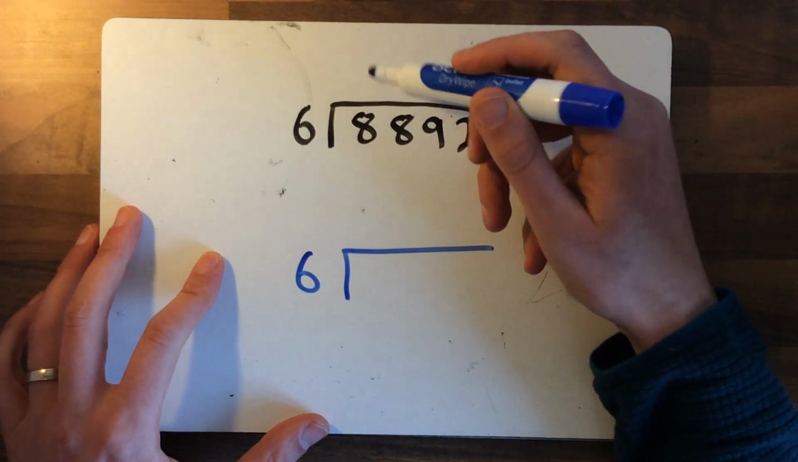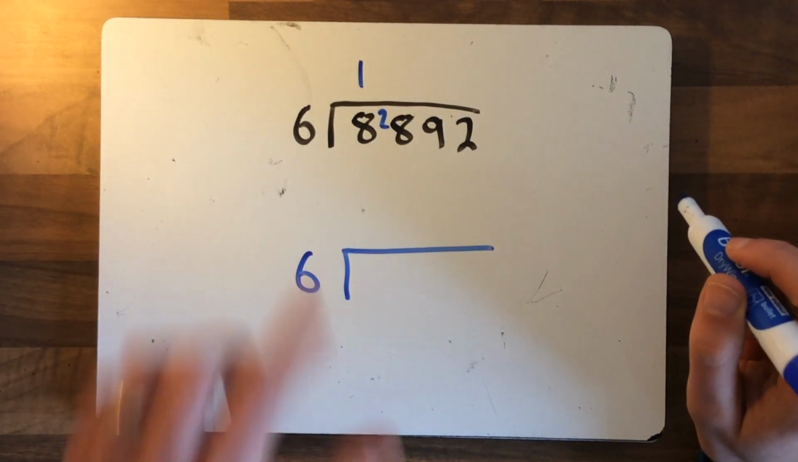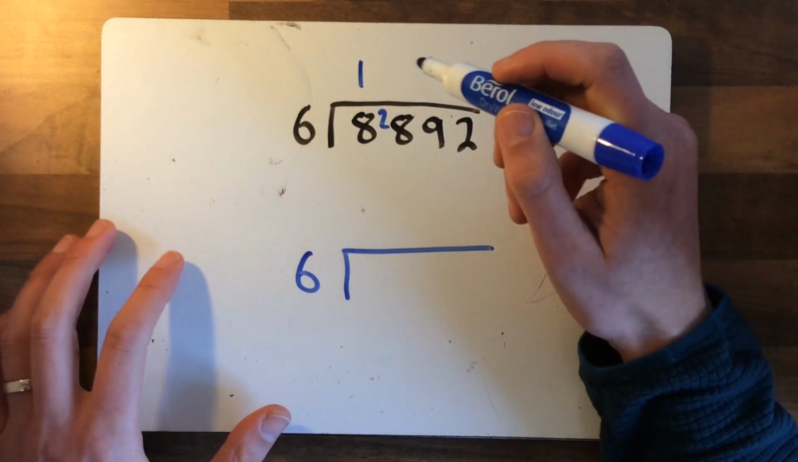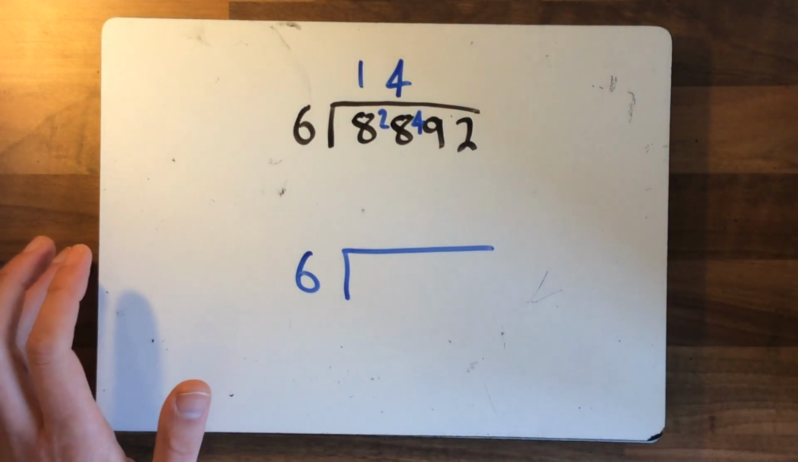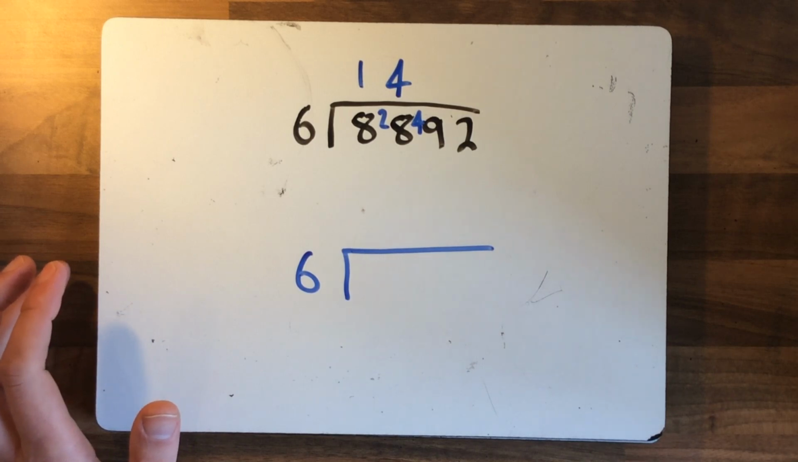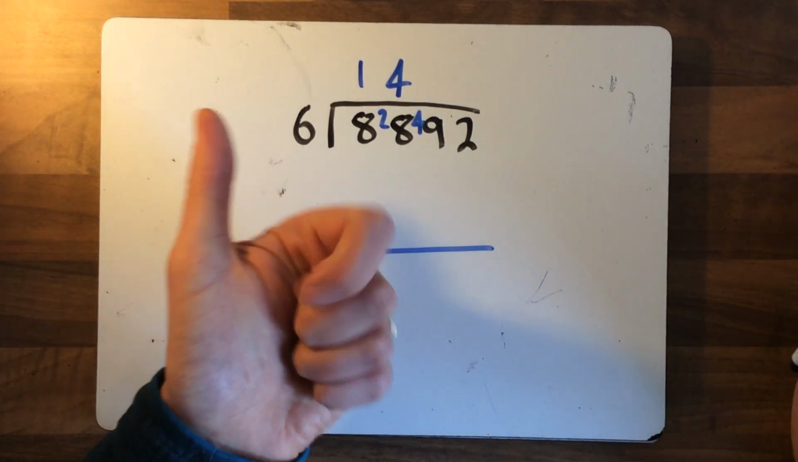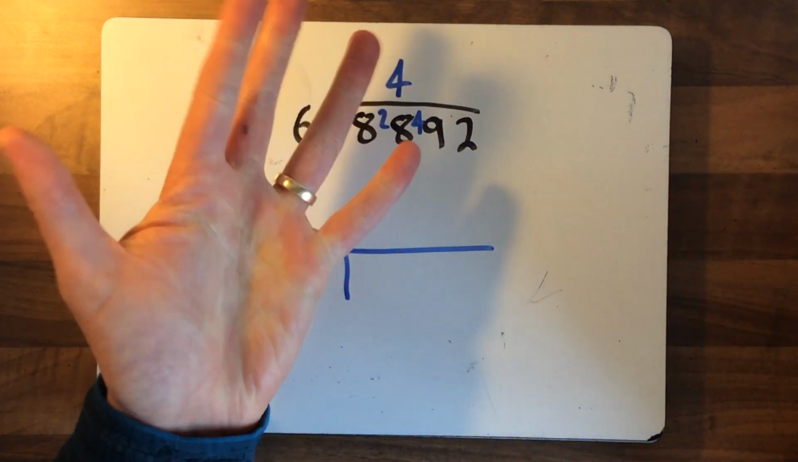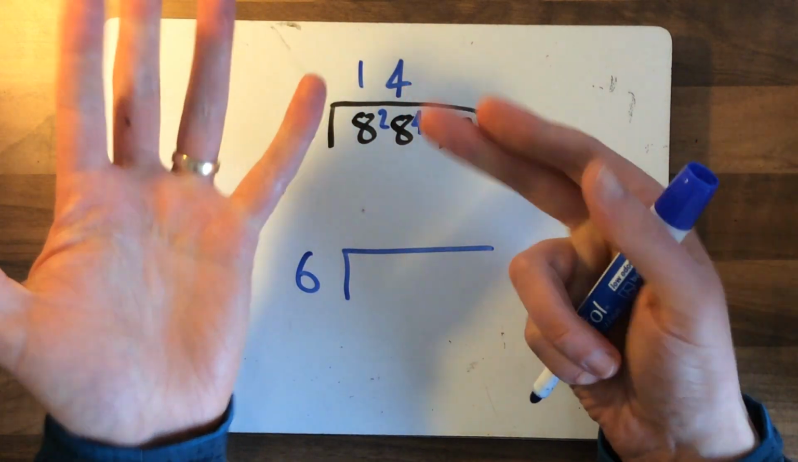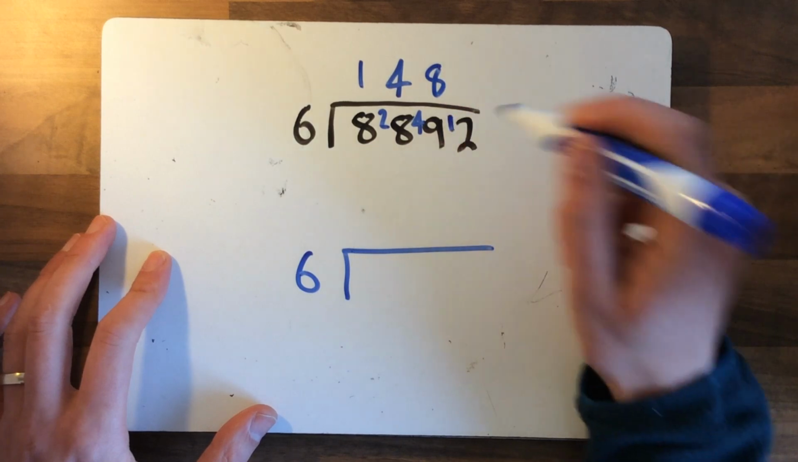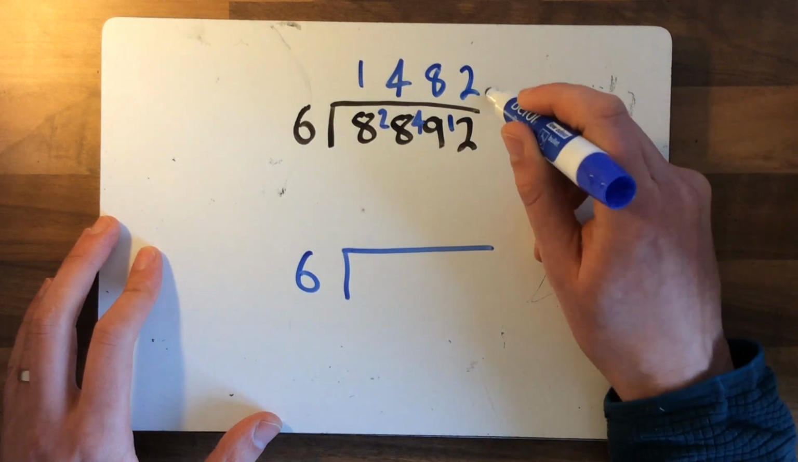How many times does 6 go into 8? It goes in once, and there are 2 left over. How many times does 6 go into 28? It goes in 4 times with 4 left. Then we move on to the next bit. How many times does 6 go into 49? Let's see. 6, 12, 18, 24, 30, 36, 42, 48. So it goes in 8 times, and there's 1 left. How many times does 6 go into 12? It goes in 2 times.